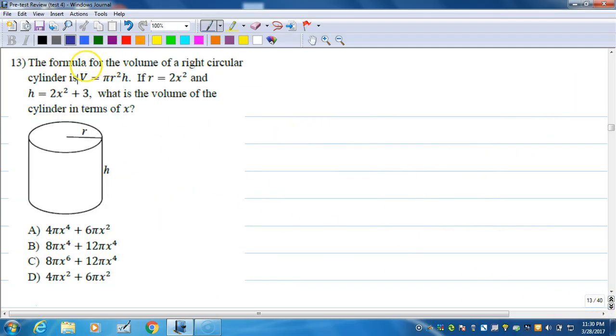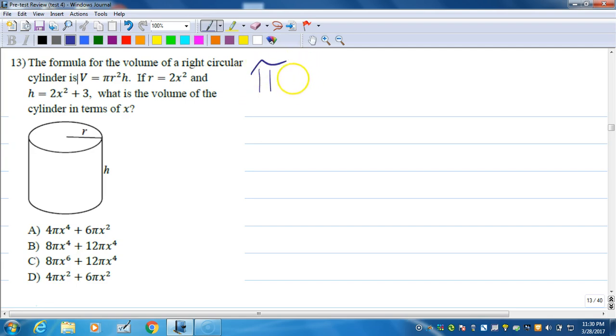Number 13. The formula for the volume of a right circular cylinder is V equals pi r squared h. If r equals 2x squared and h is 2x squared plus 3, what is the volume in terms of x? Alright.